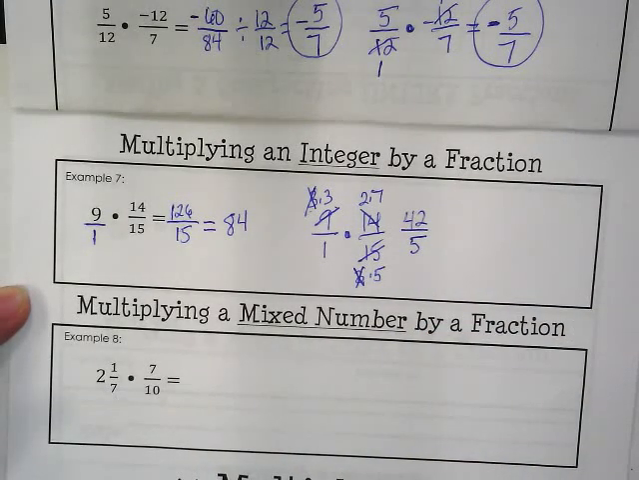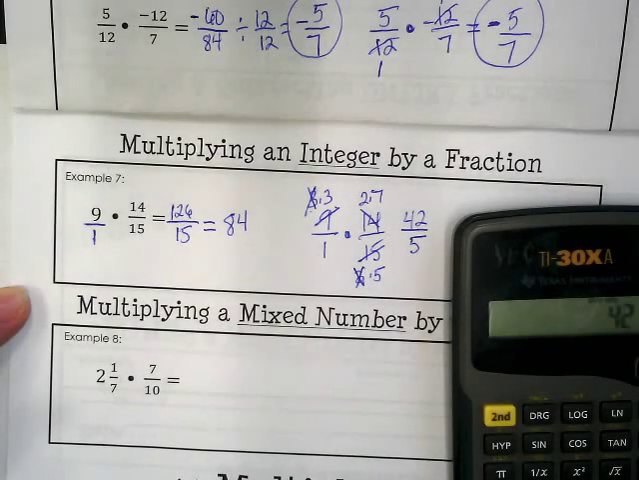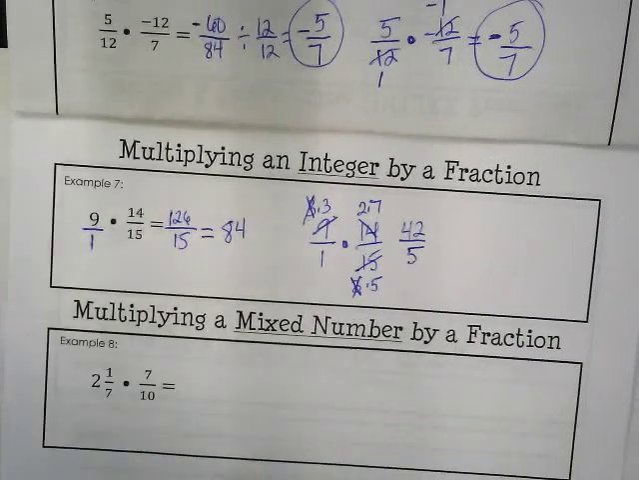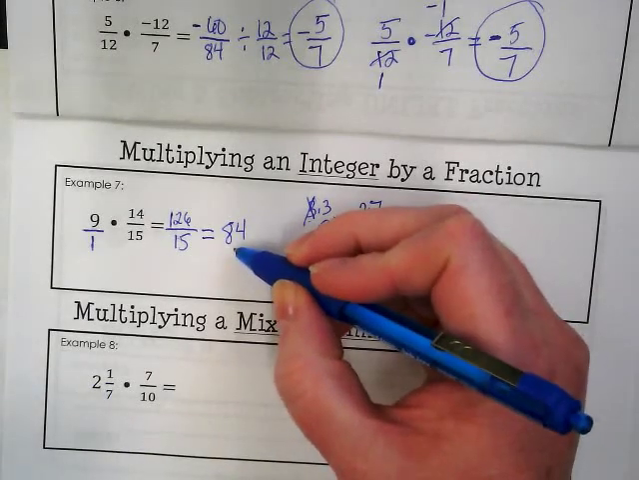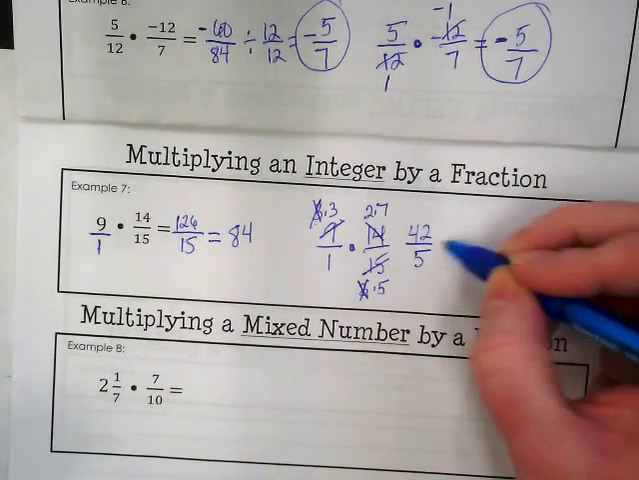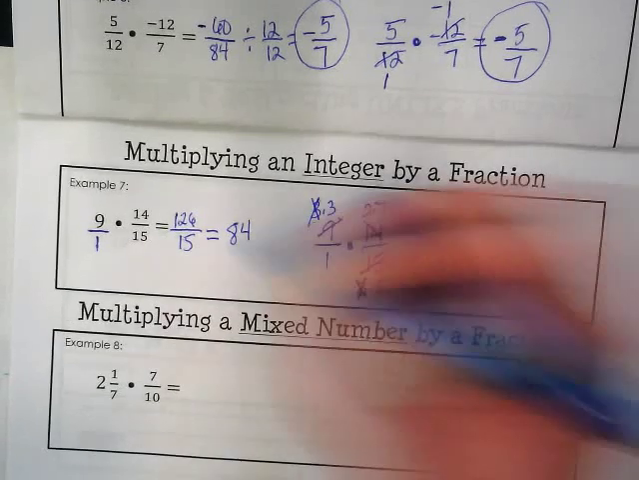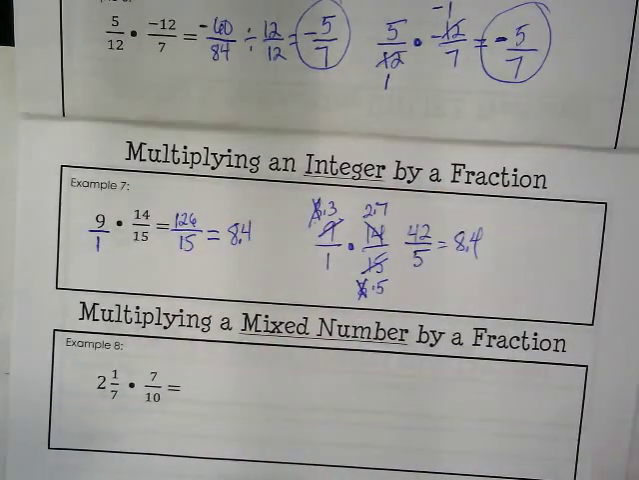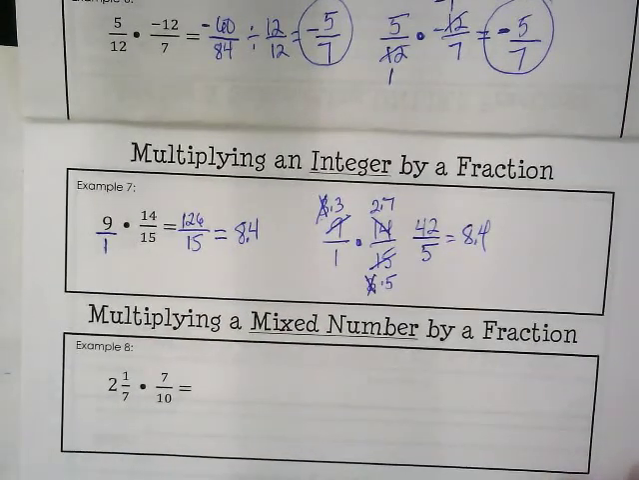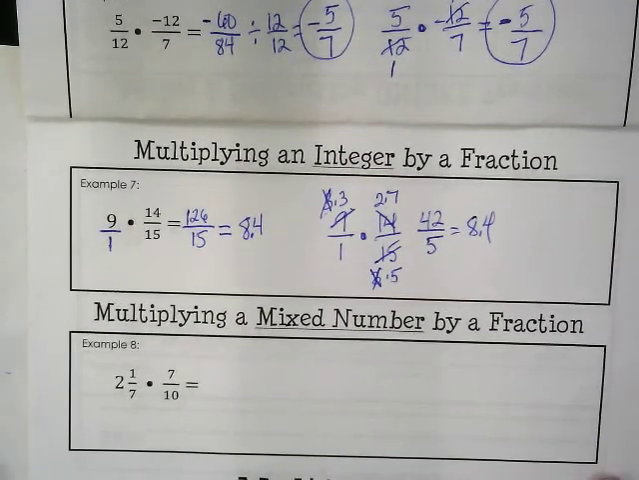42 divided by 5 also gives us 8.4. Sorry, I left the decimal out over here. When I looked at my calculator, I saw 84. It's 8.4, which makes more sense. So I end up with the same number on both answers.